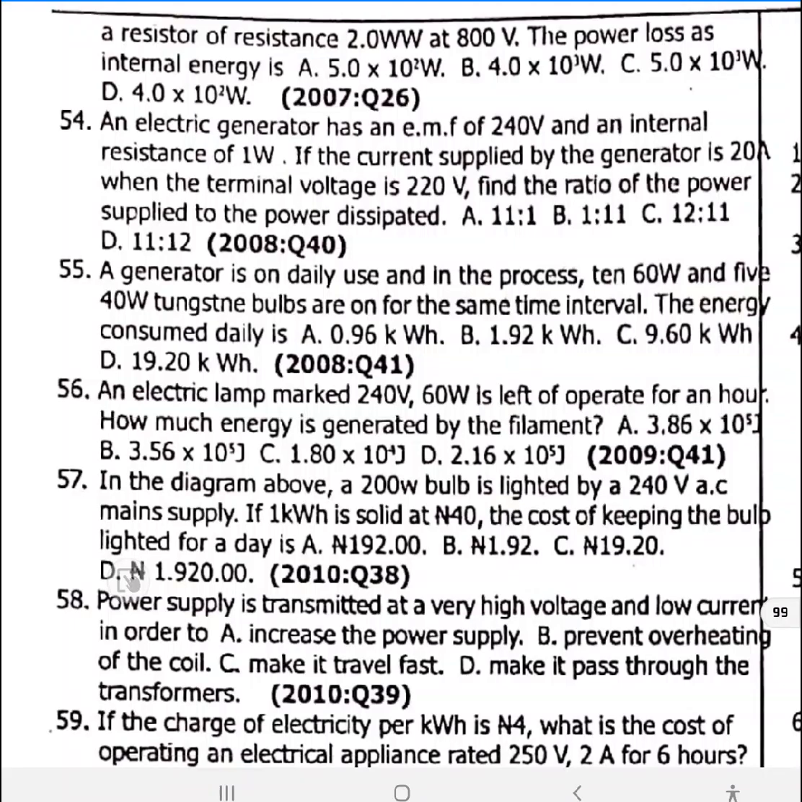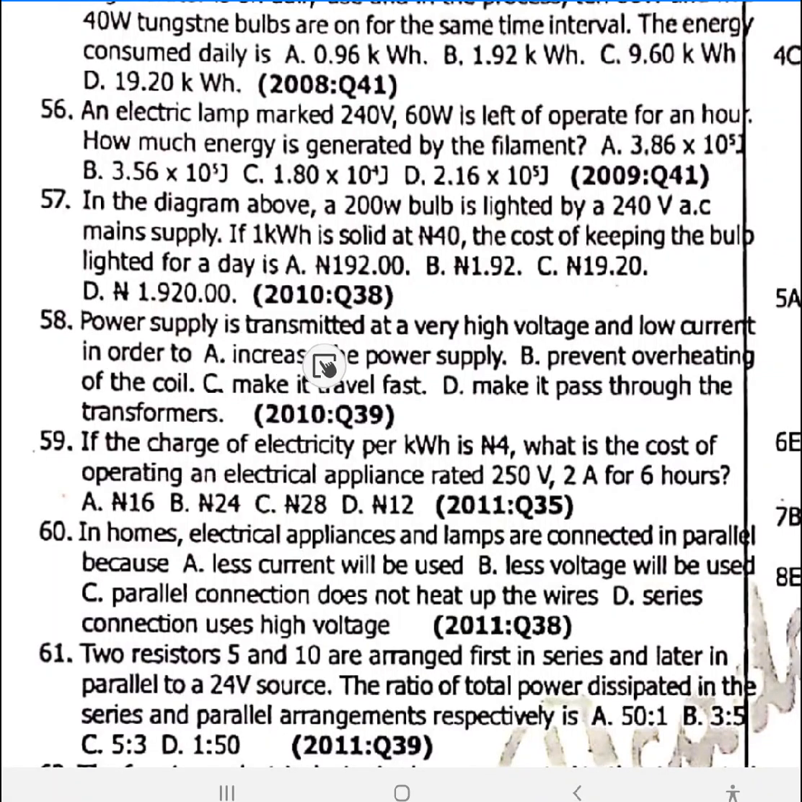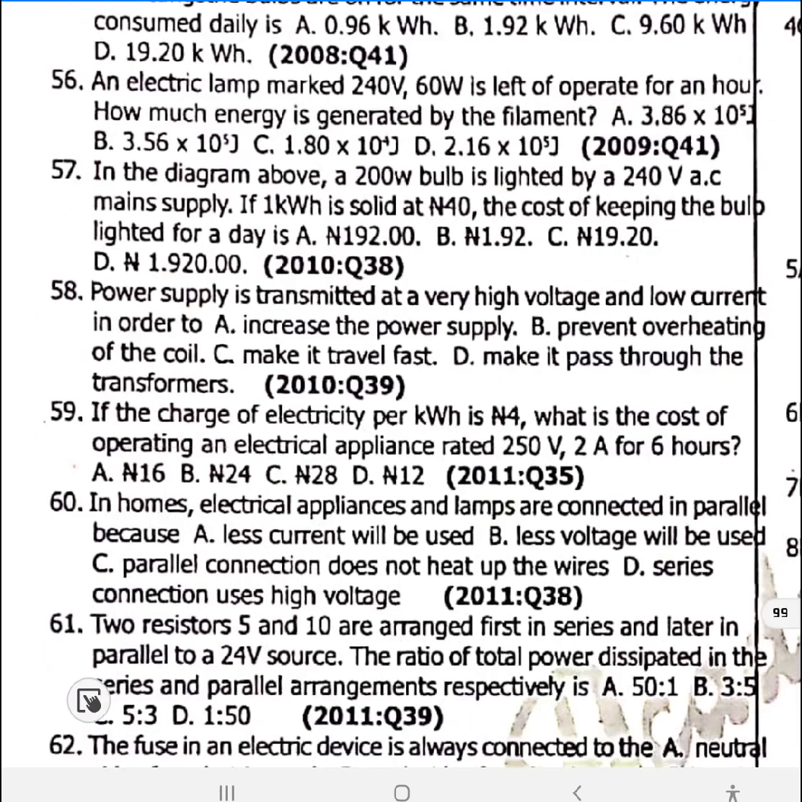Calculations. An electrical generator. Power supply is transmitted at a high voltage and low current in order to prevent overheating. Option B. Okay, in homes, electrical appliances and lamps are connected in parallel because less current will be used. Series, less voltage will be used. Number 60. This is so that less current will be used. Option A.